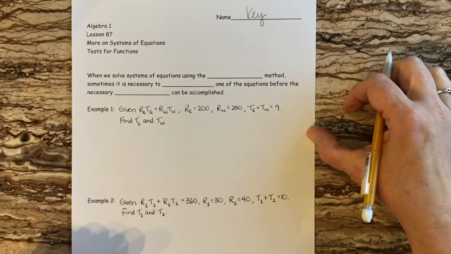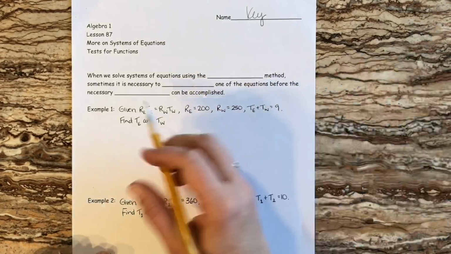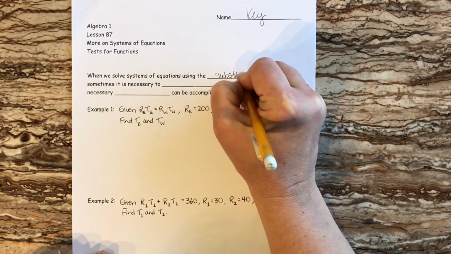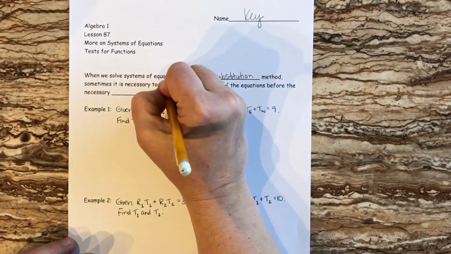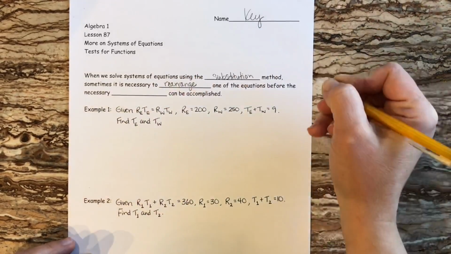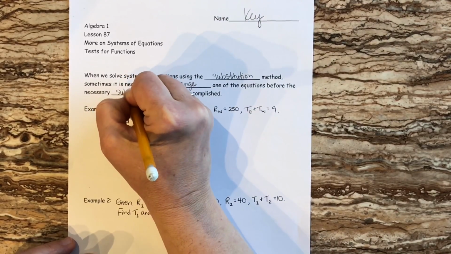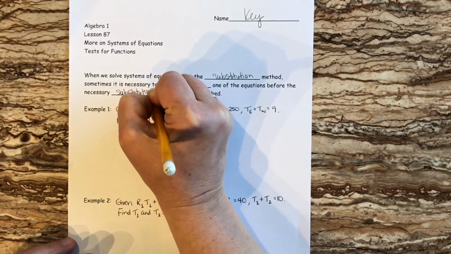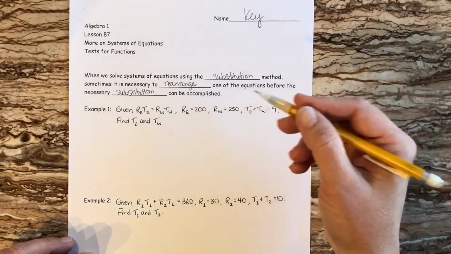So lesson 87, we're going to be doing some things that are a little bit more complicated than lesson 79. When we solve systems of equations using the substitution method, sometimes it's necessary to rearrange one of the equations before the necessary substitution can be completed, or accomplished. It just means that we have to figure out what we're doing and plugging it all in.